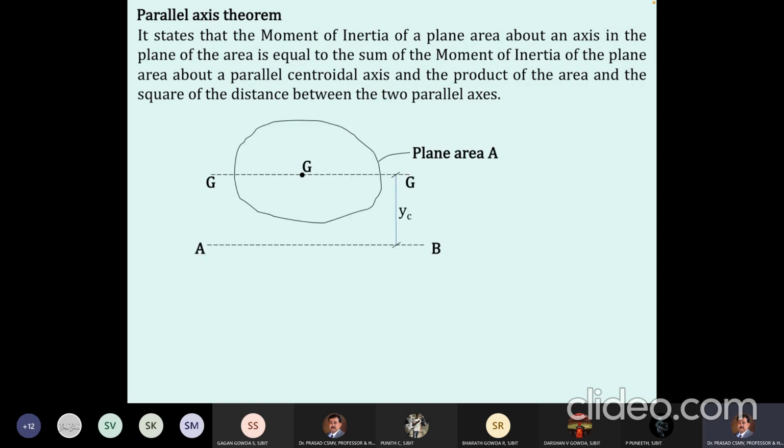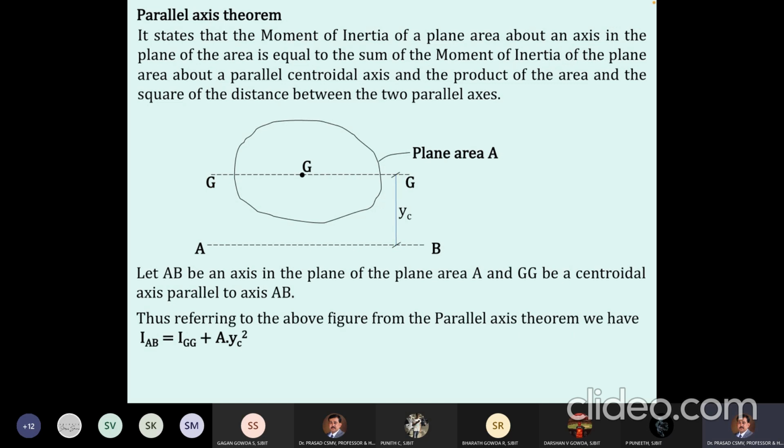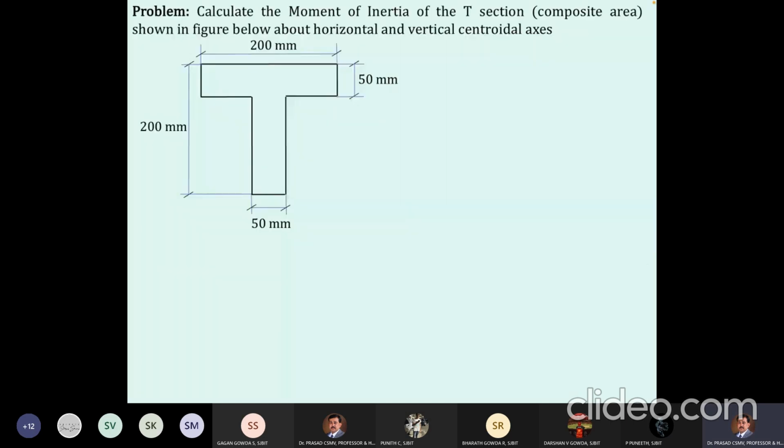If I want it about axis AB, I can calculate the moment of inertia about the axis GG. To that I have to add the product of the area and the square of the distance. So this is the parallel axis theorem you should remember, isn't it? I_AB is equal to I_GG plus A Y_C square. This is the concept of the parallel axis theorem, which will be used to calculate the moment of inertia of a T section or a composite area.